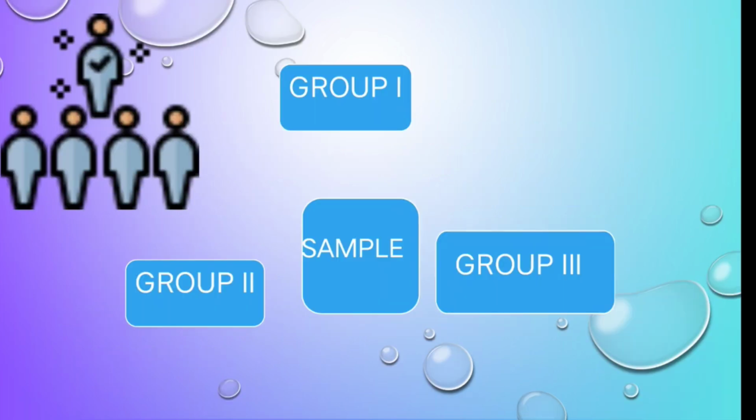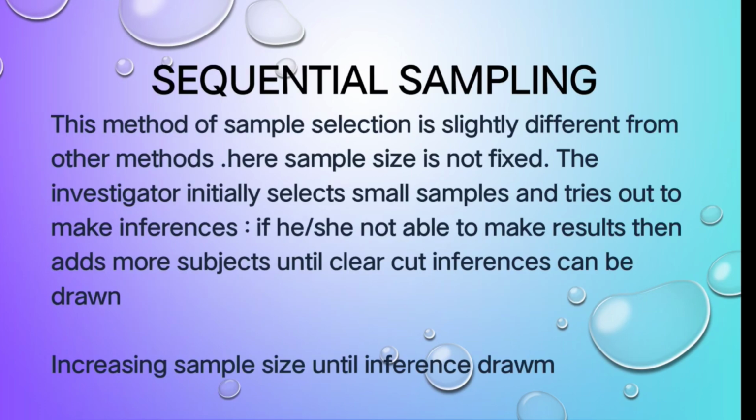So for example, we will see in the image. So sample, we have various groups, right? So first group may be a stage 1, then stage 2, then stage 3. So based on the need of the researcher, the staging is done.